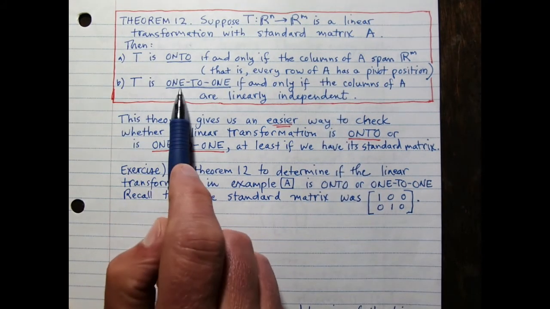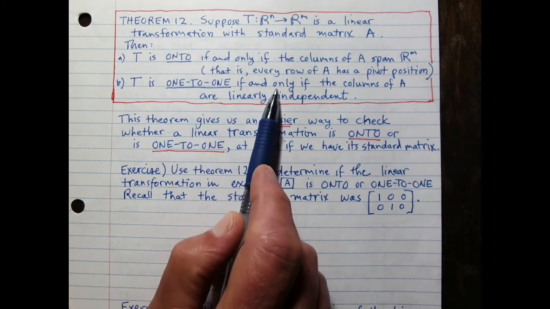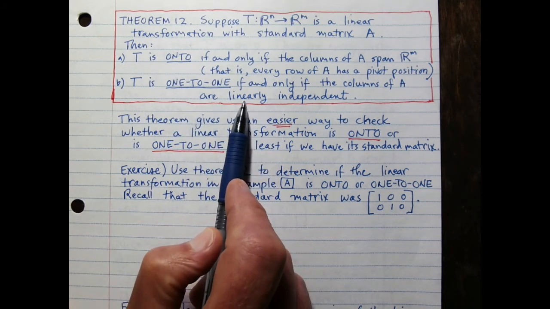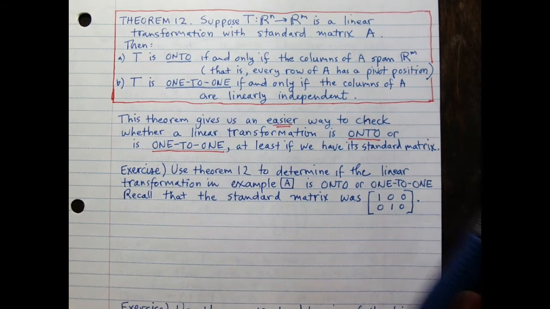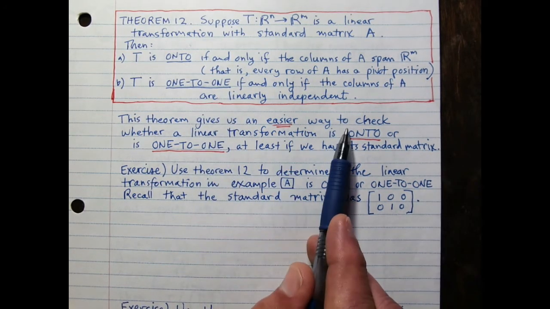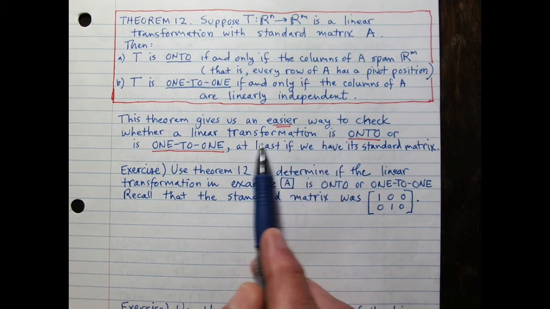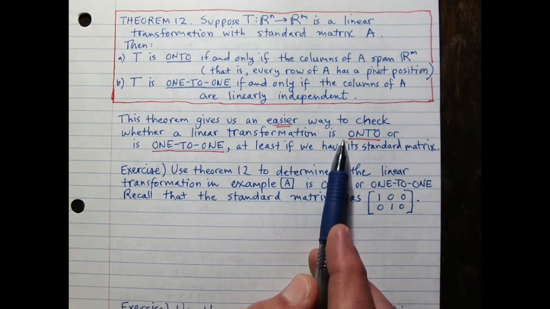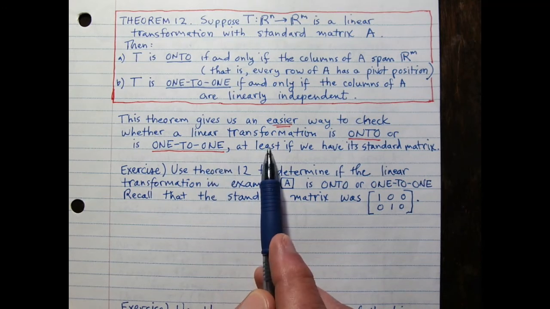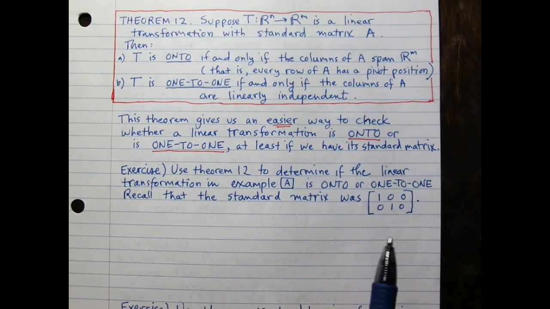Part B: T is one-to-one if and only if the columns of A are linearly independent. This theorem gives us an easier way to check whether a linear transformation is onto or one-to-one, at least if we have its standard matrix. And I think what I want to do is we're going to do these exercises in another segment. So I'm going to cut it off here, and then we'll do the exercises.